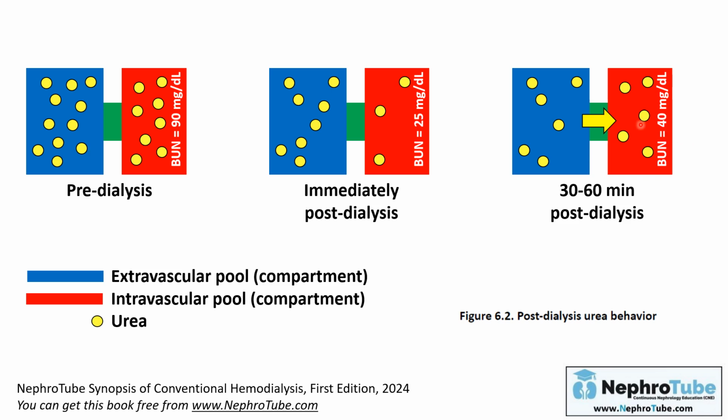We have to keep in mind that two pools affect the serum blood urea nitrogen level. It is not one pool, it is not only the blood. We have two pools affecting this, the extravascular pool and the intravascular pool. Because the urea in the extravascular pool after some time will move and raise the urea level in the intravascular pool. So it is not only one pool, which is the blood, affecting the urea level, it is two pools.